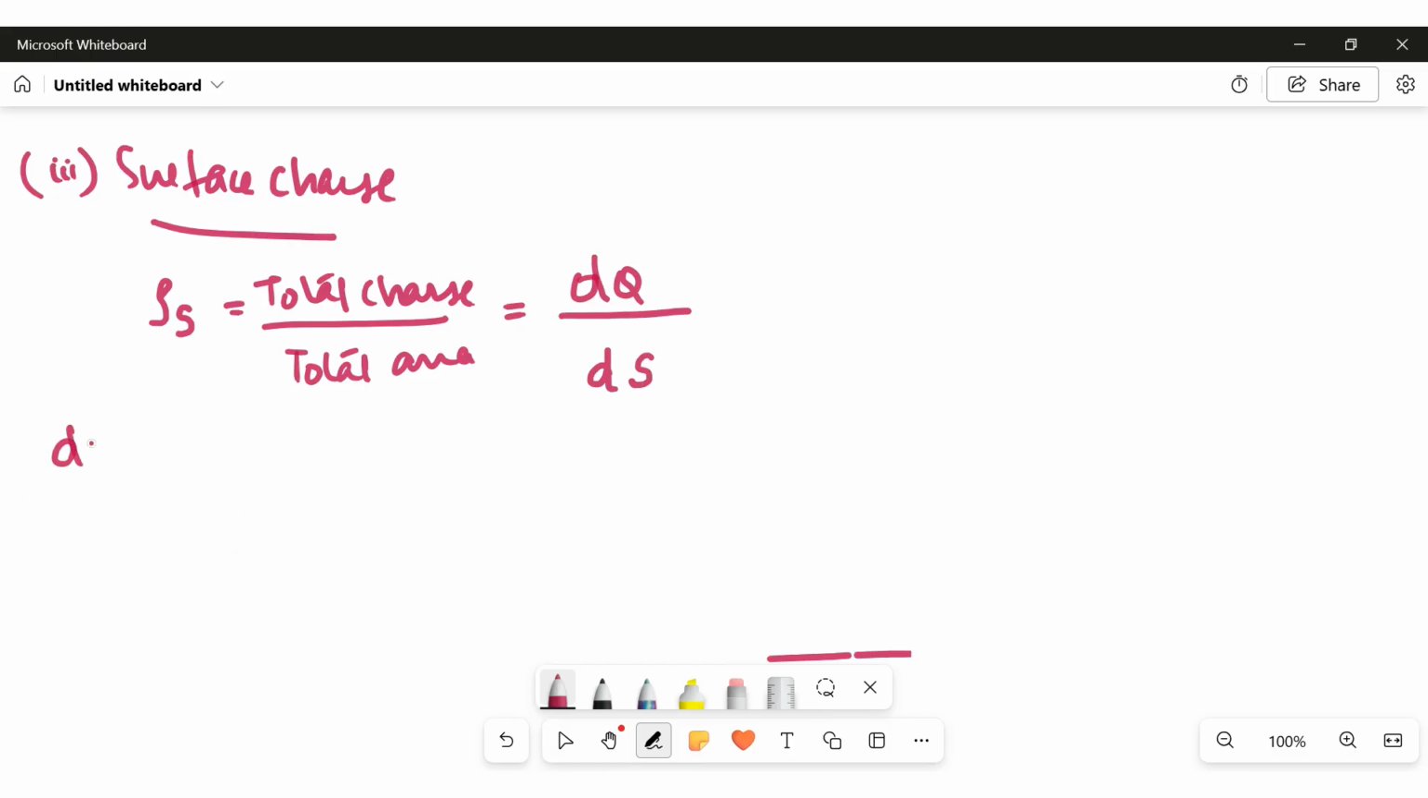So dq can be expressed as rho s ds, or Q can be expressed as the integral of dq, which is equal to the surface integral of rho s ds. And this is about surface charge. Next, we are going to see the volume charge.